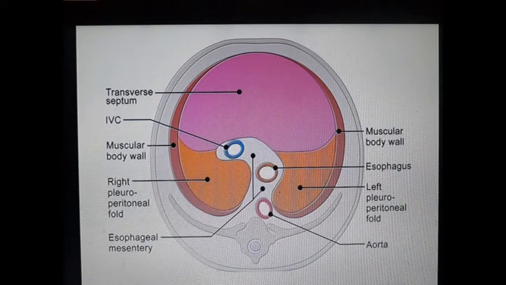Apart from the septum transversum, the two pleuroperitoneal folds present on either side also give rise to the development of the diaphragm, and cervical myotomes contribute to the formation of the muscles present in the diaphragm. The dorsal mesentery also contributes to the development of the diaphragm.